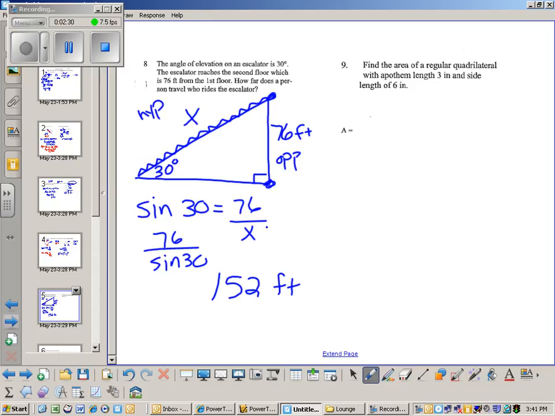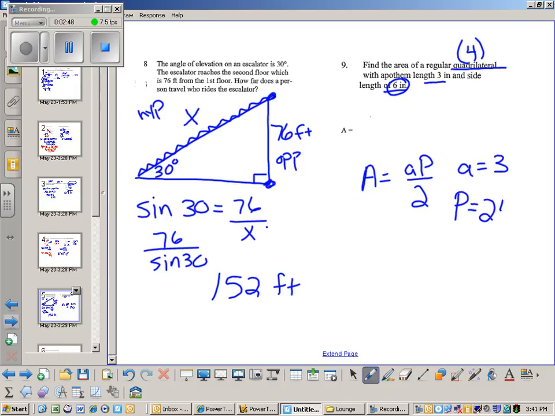Area of a regular quadrilateral with an apothem length of 3 and a side of 6. So again, we're using that the area is equal to the apothem times the perimeter divided by 2. Apothem was given of 3. Perimeter, we've got a quadrilateral, that means 4 sides. Each side is 6, so 4 times 6 gives us a perimeter of 24. 3 times 24 divided by 2 gives us an area of 36 inches squared.